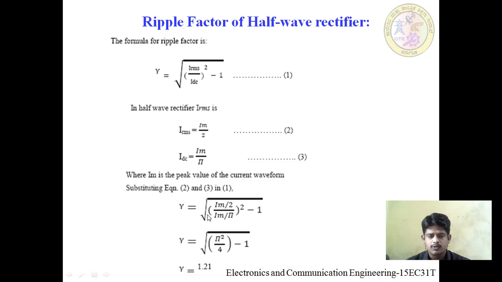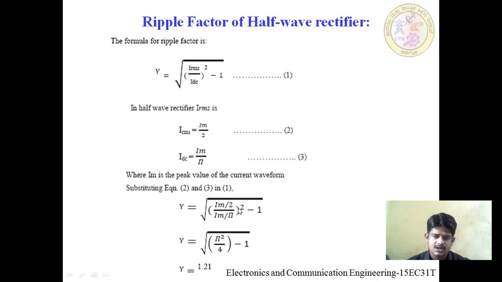Gamma equal to square root of (IRMS, which is Im by 2, divided by IDC, which is Im by pi) whole square minus 1. We just substituted the values of IRMS and IDC. Now our work is to simplify it. You can see here in both the numerator and denominator we have Im and Im. It will get cancelled, and this 2 comes into the denominator, and this pi, which is in the denominator of the denominator, goes to the numerator.